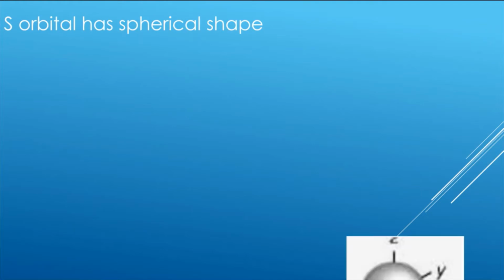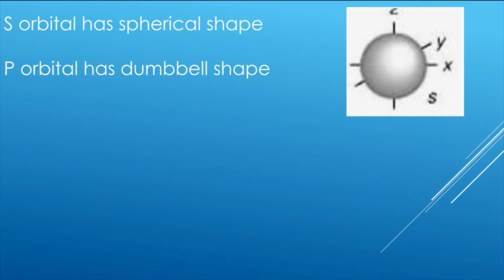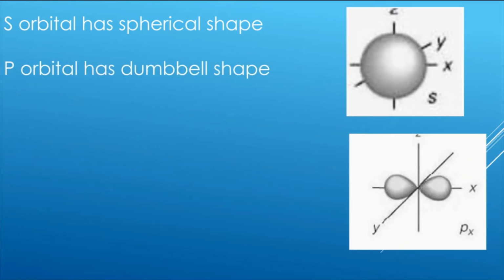S orbitals have a spherical shape, so they're shaped like a sphere. And P orbitals are dumbbell shaped, as you can see on the screen.